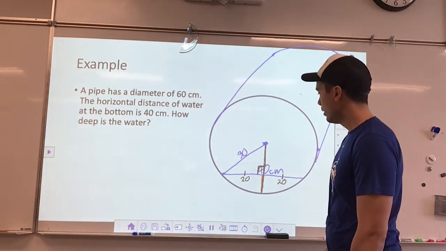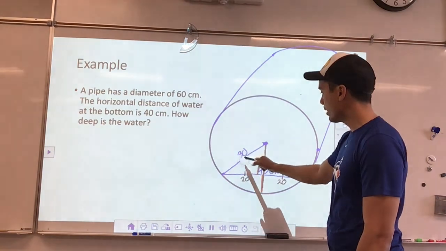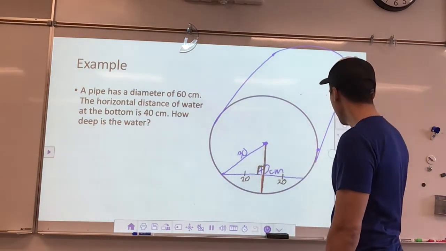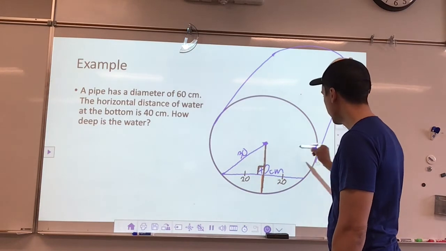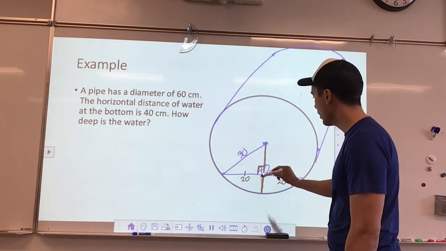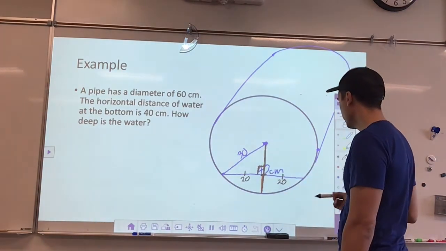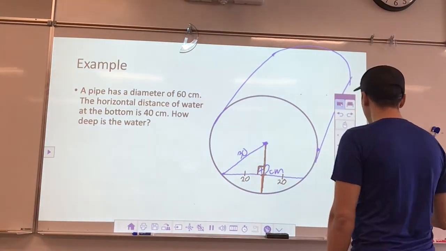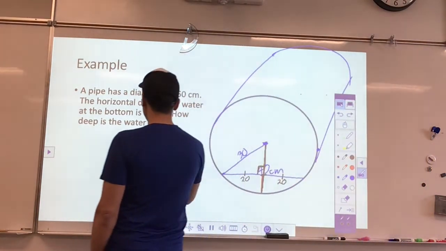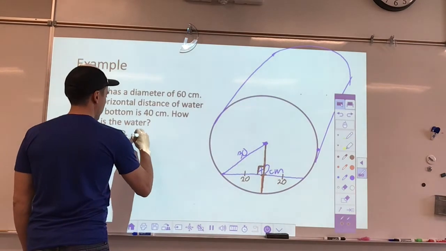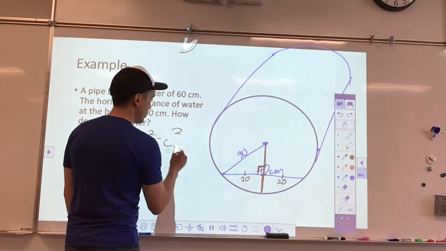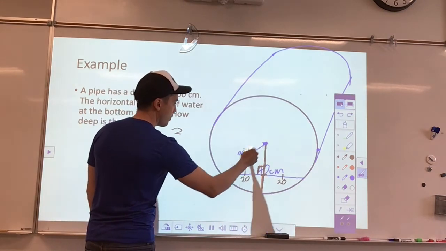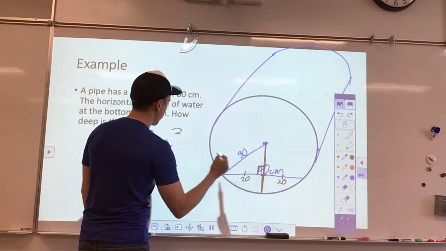Well, now I know that's 30, that's 20, and I can find out this distance from the center to at least the top of the water. So I need to use the Pythagorean theorem. I'm going to go a squared plus b squared equals c squared. The c is always the longest side, the hypotenuse, the side opposite from the right angle.